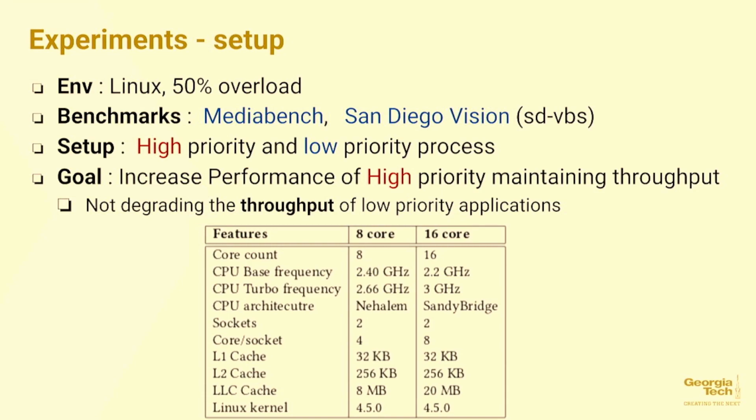And we created a mix of high priority processes and low priority processes, with decoders and vision applications that are latency sensitive as high priority processes. These high priority processes were managed by the PinIt framework, and the low priority processes did not involve any pinning. The goal was to improve the performance of high priority applications while also completing the execution of low priority applications as fast as in the baseline.